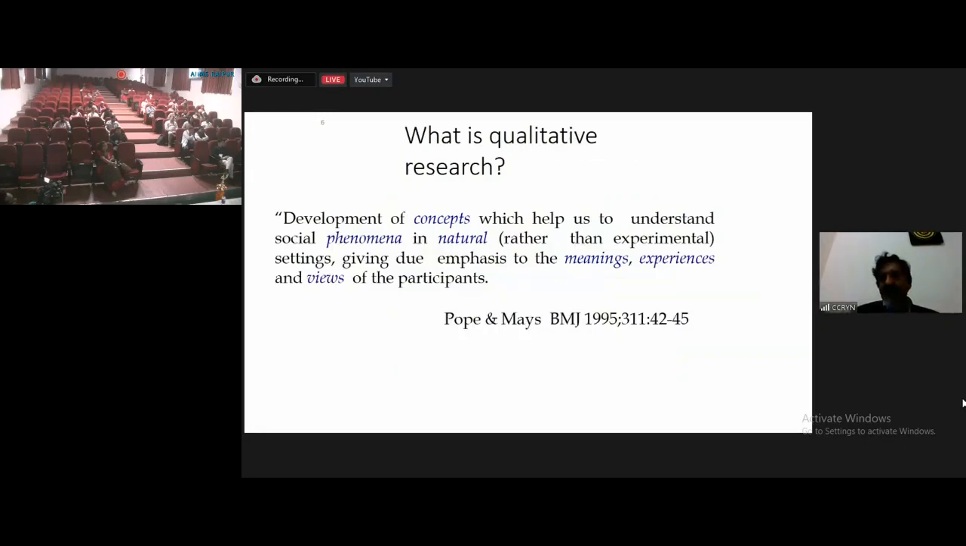It's nothing but the development of concepts which help us to understand social phenomena in a natural setting, giving due emphasis to the meanings, experiences, and views of the participants.